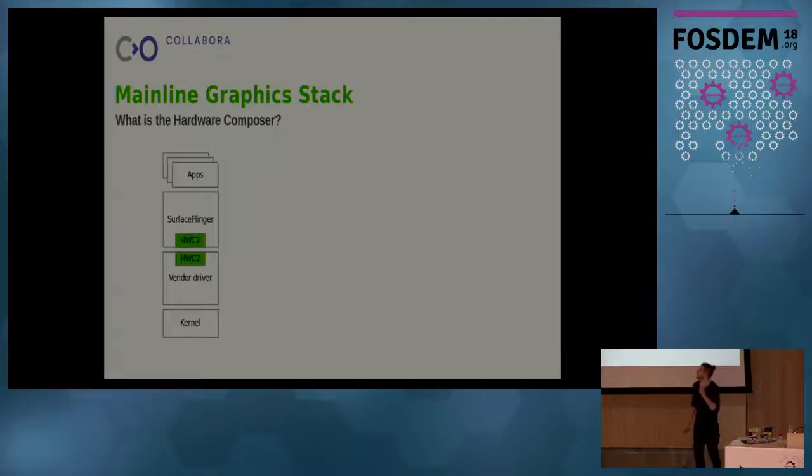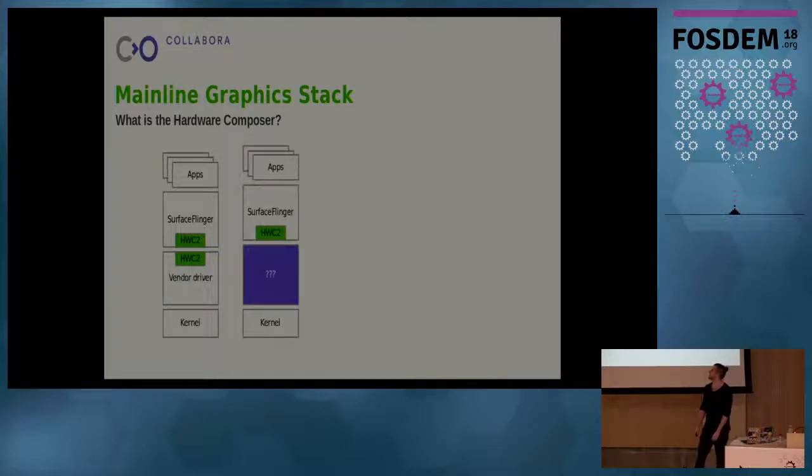And let's have a look at that. So this is the same stack we were looking at before, but the open source stack is a little bit different. So if we want to replace this proprietary blob with something, we'll have to figure out what something actually is. It has to implement HWC2, which is the API currently used.